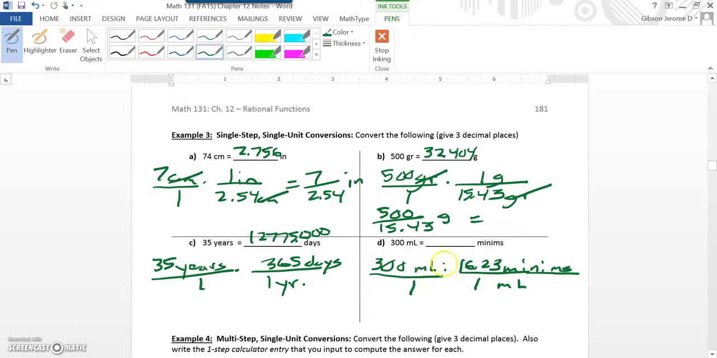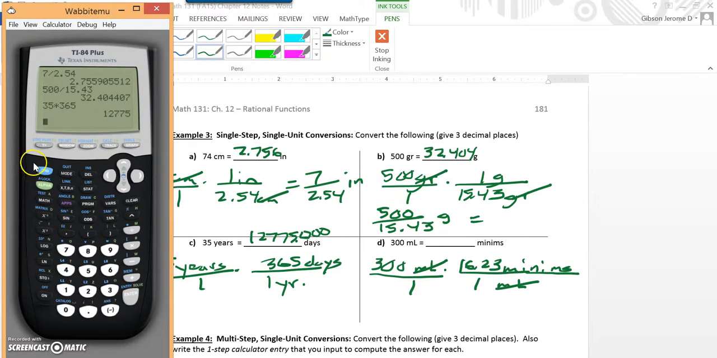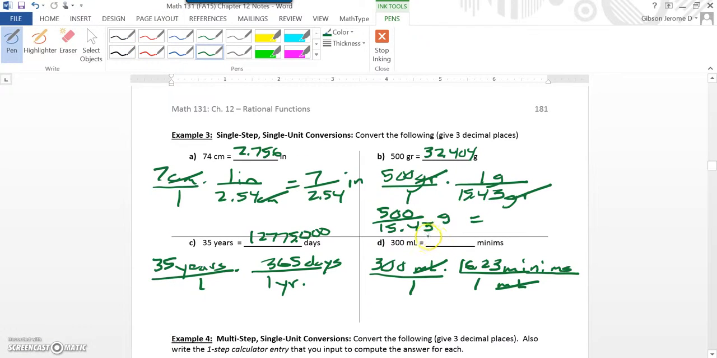Okay, now we'll put this 300 over 1. The milliliters will simplify out. And then we would take our calculator and we would take 300 times 16.23. And this will give us 4,869. We have to put our 3 zeros behind the decimal, and it's minims. 4,869.000 minims is equal to 300 milliliters.